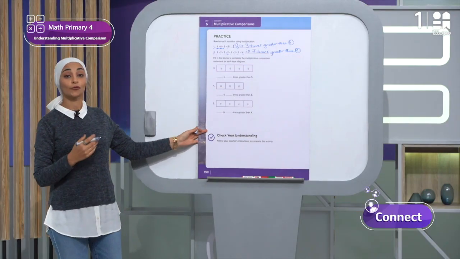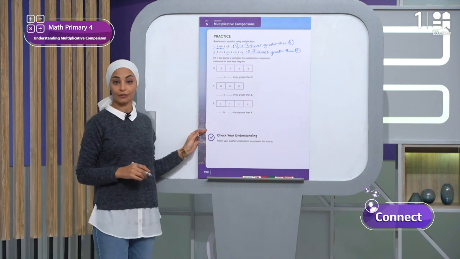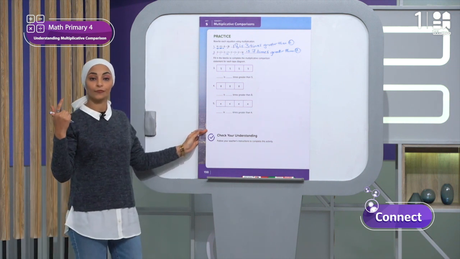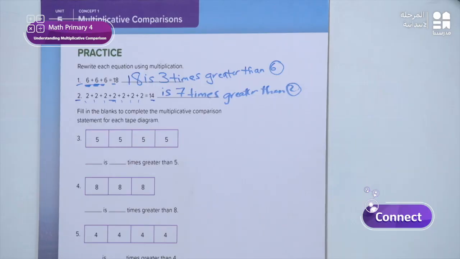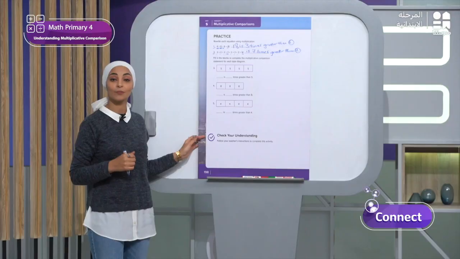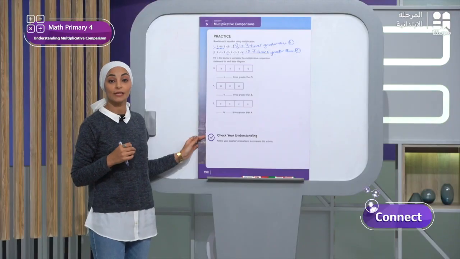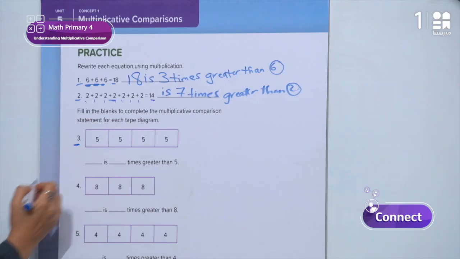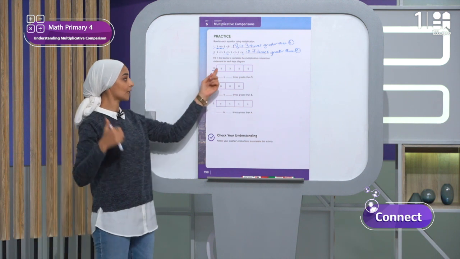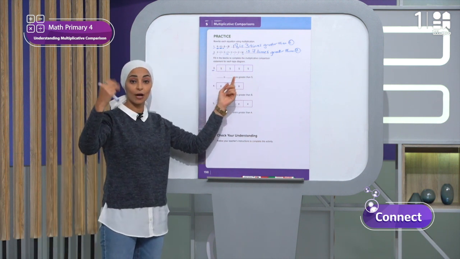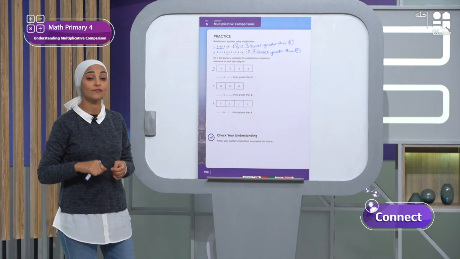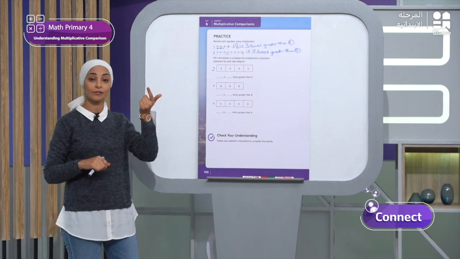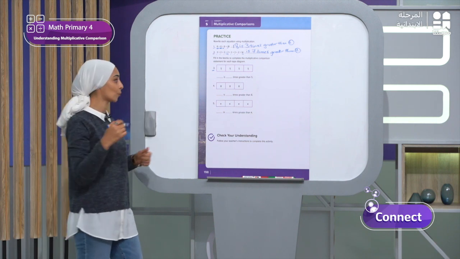Okay, let's move to problems 3, 4, and 5. In 3, 4, and 5, we will add the numbers in the tape diagram first. Then we will compare the number in the sum and the numbers in the diagram. Let's see how we do this. Here in problem number 3, we will add 5 four times. I have here 5 and 5 and 5 and 5. I will add 5 four times. Gives me what? Yes, 5 and 5 is 10, plus 5 is 15, plus 5 is 20.